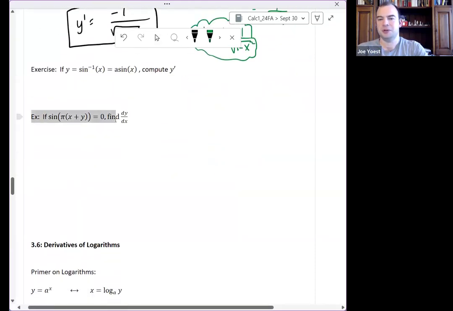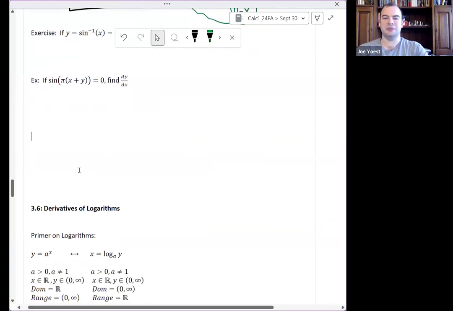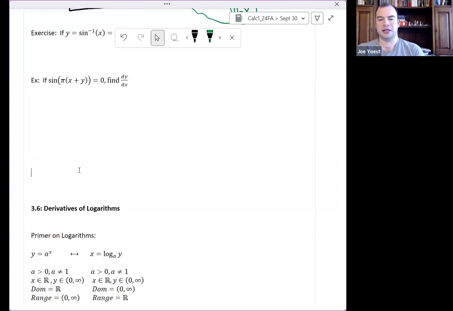I think we're going to skip over this example and move on just for the sake of time. We've got about 20 minutes left, and I do want to get at least through an introduction to logarithms and the crash course on logs before we break for today.